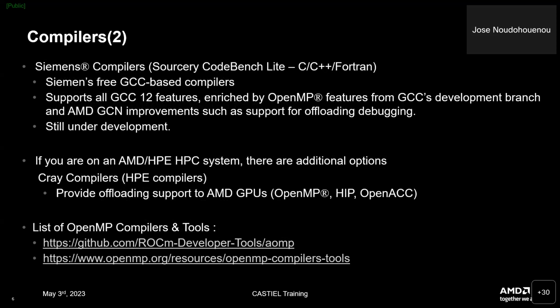Now, if you are using an AMD HPC system like Lumi or Adastra in France, you have an additional option, that is the Cray compiler. This compiler provides offloading support to AMD GPUs as well, and this includes OpenMP, HIP, and OpenACC. The full list of OpenMP compilers and tools is available via the link we have here.